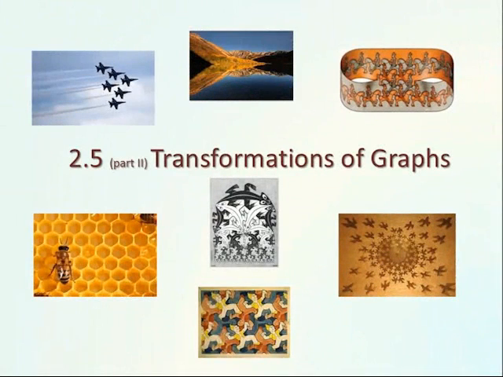In this lesson, we'll look at various transformations of graphs. Here are placed a few pictures from real life or art pictures that represent transformations. For example, a reflection, a translation. This is also an example of translations, as well as a Möbius strip.